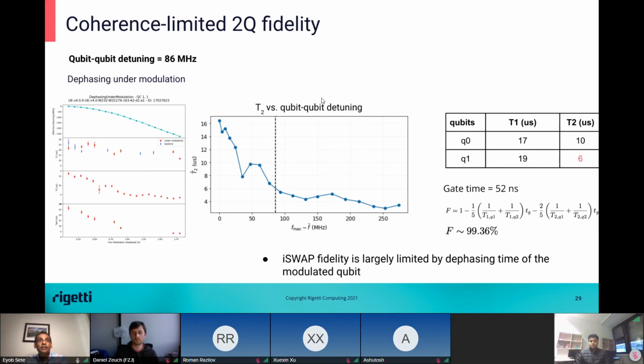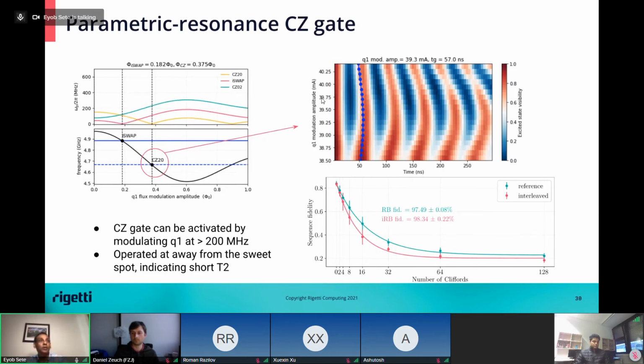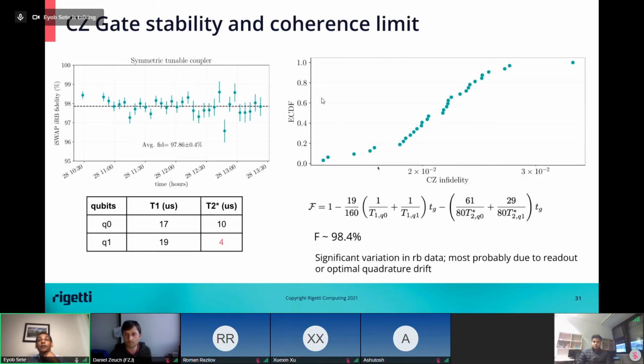We also ran CZ on the same pair, just picking up the resonance condition here, and we got 98% CZ. This is because, again, the T2 is not far from F max; it is about, I would say, 4 microseconds around where we operate the CZ. So again, the fidelity is limited by T2 under modulation.